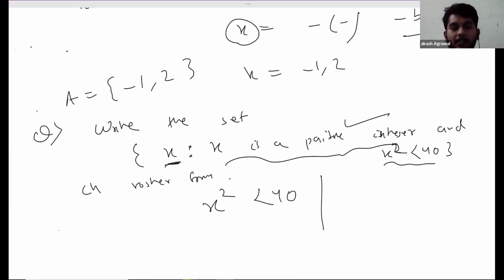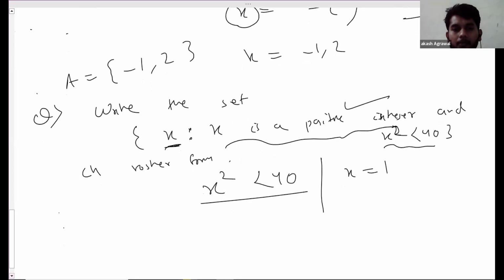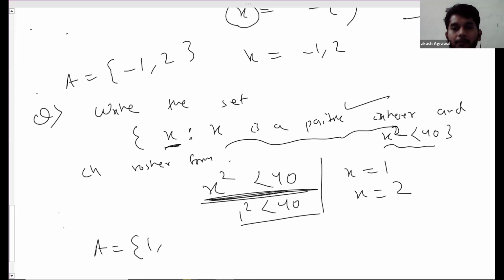Afnan, positive integers कहाँ से start होते हैं? 1. So if I put x equals 1, ये true होगा या false? It's less than 40. Yes, 1 square is less than 40. This is true or not? True, sir. अगर मैं x की वैल्यू 2 रखूं तो ये true होगा या false? True.